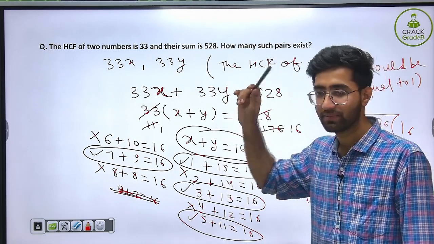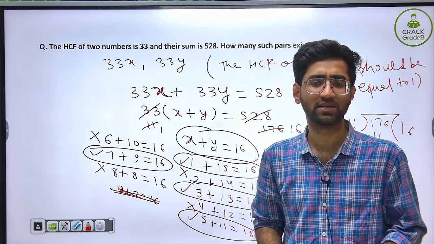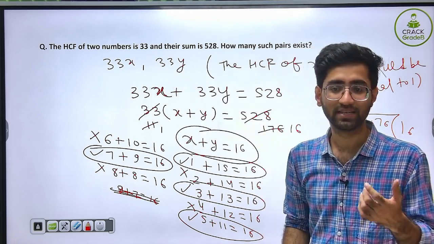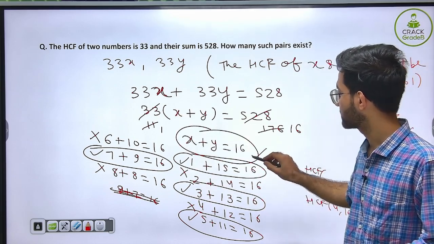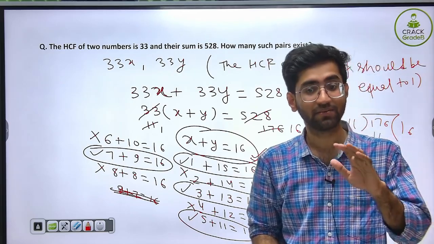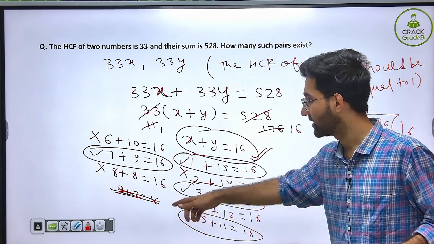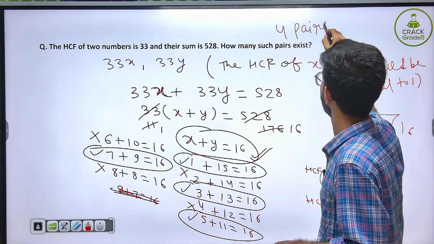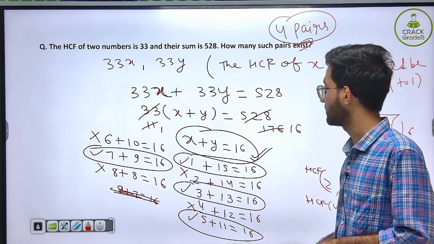So the simple way: if I say that the HCF of two numbers is 33, you can assume that 33x and 33y are the numbers. Then the sum has been given, so 528. 33x plus 33y is 528. Then you will simplify it. You find x plus y is 16, and you have assumed that the HCF of x and y should be 1 in any condition. But while taking the values, you observe that only 4 pairs of x and y exist.